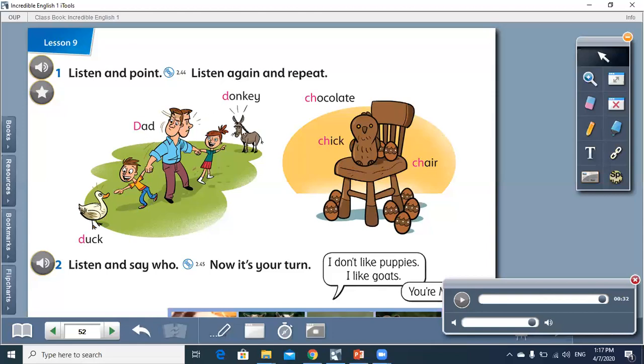Who's this? He's dad. What is this? It's a donkey. What is this? Chocolate. Chick. Chair. So we have finished the first objective of our lesson today, how to read words containing the da sound and the cha sound.